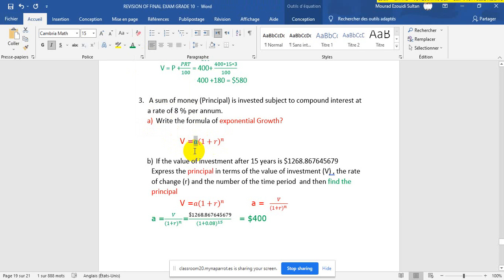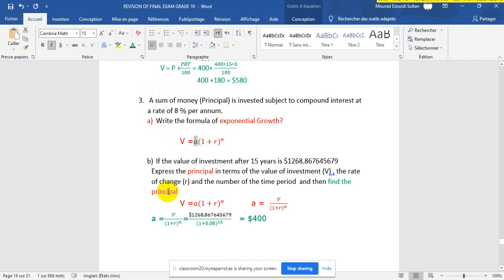Okay. So now I will find the principal, the value of A, because here in the beginning of this question the sum is unknown. A sum of money, which is principal, is invested subject to compound interest, meaning that this sum of money is unknown, and at the end of the exercises you should reach to find this sum.